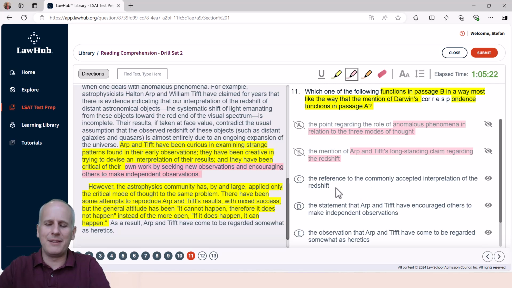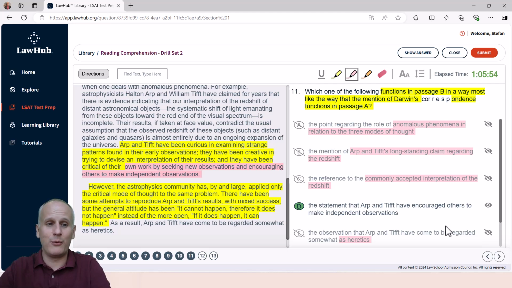The reference to the commonly accepted interpretation of the redshift, again, it has nothing to do with the redshift specifically at this point. The statement that A&T have encouraged others to make independent observations, ding, ding, ding, that is it exactly. And lastly, the observation that A and T have come to be regarded somewhat as heretics. Again, if you worked through this passage in full in one of our other videos, you'll remember that phrasing, but it is absolutely there just to shock and awe you into remembering it and selecting it for that reason.